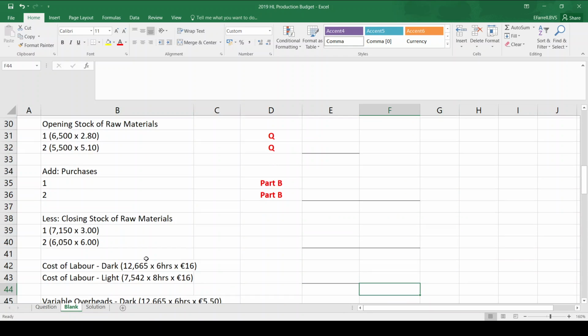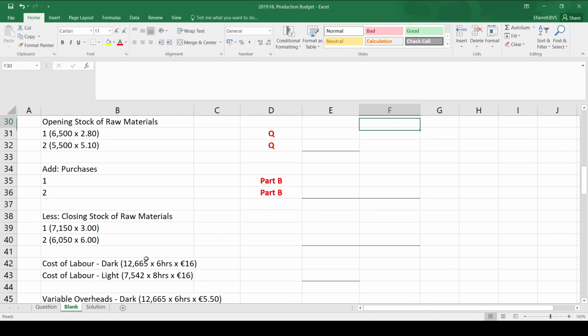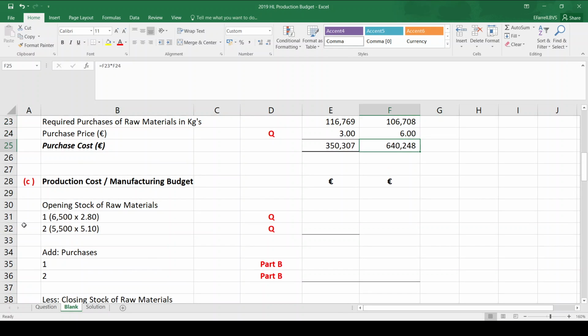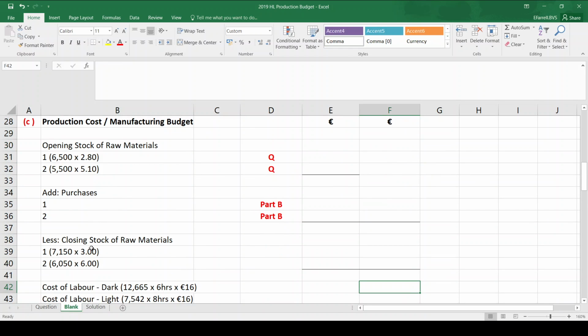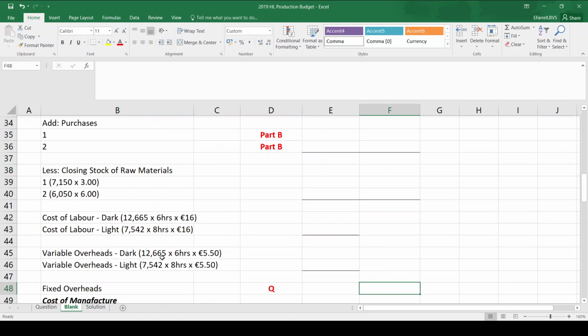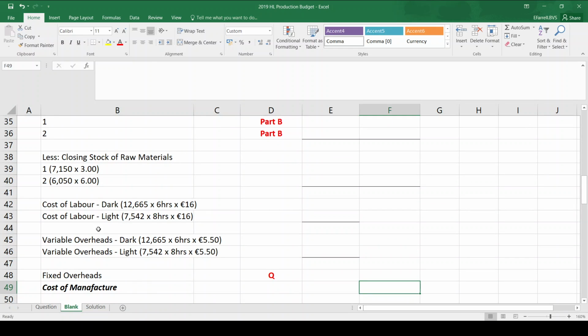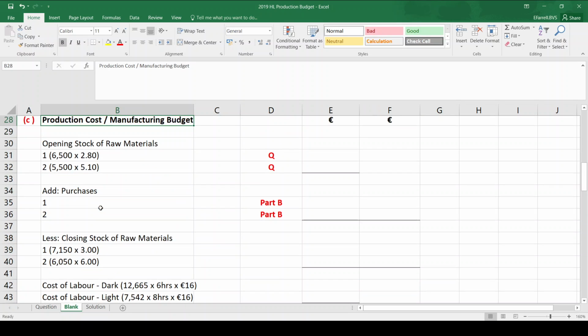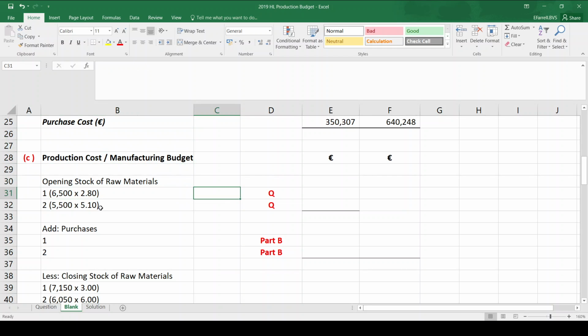Part C, we have to do a production cost manufacturing budget. Part C can look tricky, but the way I would think of it is there's kind of 6 things going on here. First of all, you get your opening stock, then you add your purchases and then take away closing stock. So that's the first part. There's 3 things there: opening stock, add purchases, take away closing stock for both materials. And then you have to add in also labor, which is the 4th one, variable overhead the 5th, and fixed overhead the 6th.